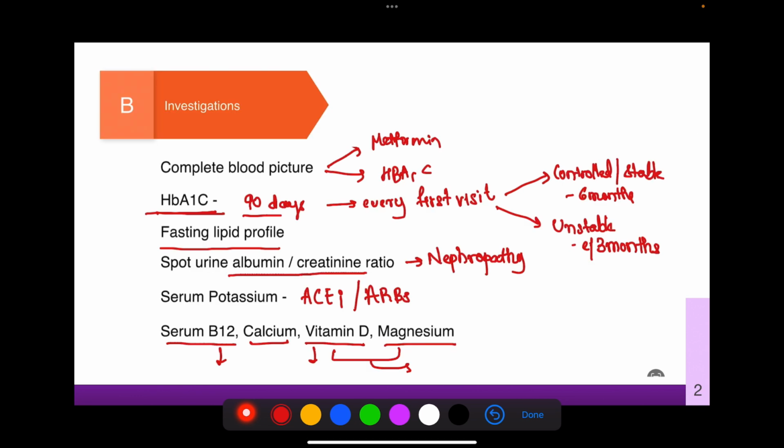This is the screenshot of my video, history taking and investigations in a patient with diabetes mellitus. Whenever you diagnose a patient with diabetes, there are certain basic investigations you should ask the patient to get done. First is always a complete blood count. Why is it important? One is chronic metformin therapy actually causes B12 deficiency. So to understand if the patient has developed B12 deficiency anemia, you will have to get a CBC done.